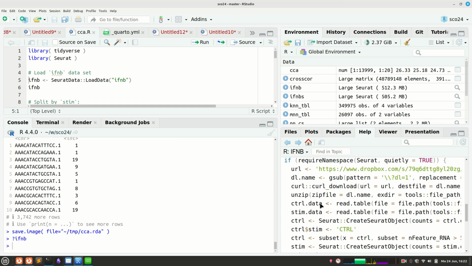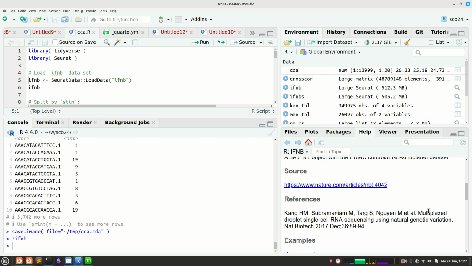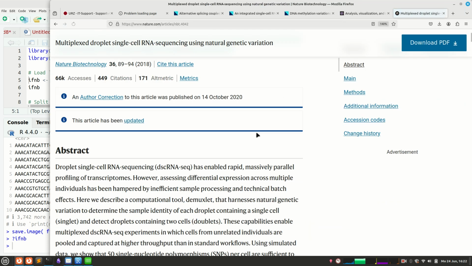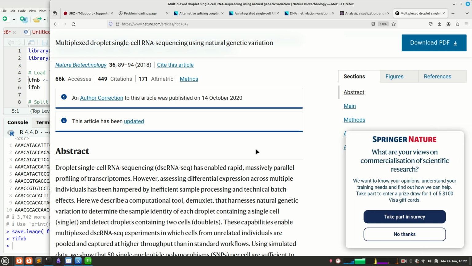And what these people did, you see, it comes from this paper here. In this paper, they actually took samples from 6 different subjects and mixed them all together. And then they split the mixture in 2 halves. One half was stimulated by putting interferon onto it, the other half was not stimulated, and then they sequenced them separately. In the beginning, for most of our talk today, we will not care about which cell is from which subject, but at the very end, we will realize that it actually would have been very important to care about it, and we'll try to pull out these things.